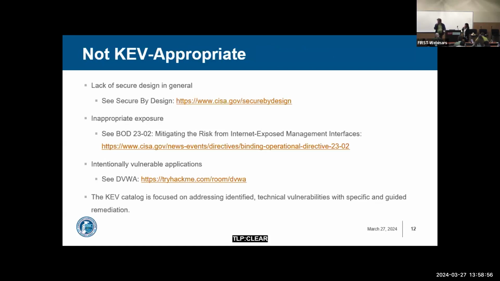All right. Here's a slide about things that are not KEV appropriate. It's boring. We have, I believe, like 65 seconds left. But yeah, if it's a secure by design problem, it's their problem. If it's BOD 23-02, which is my second favorite BOD, when you have your control plane exposed to the internet, that's that thing. That's not my thing. If you have a bug in Damn Vulnerable Web App, don't tell me about it. I know. It happened.